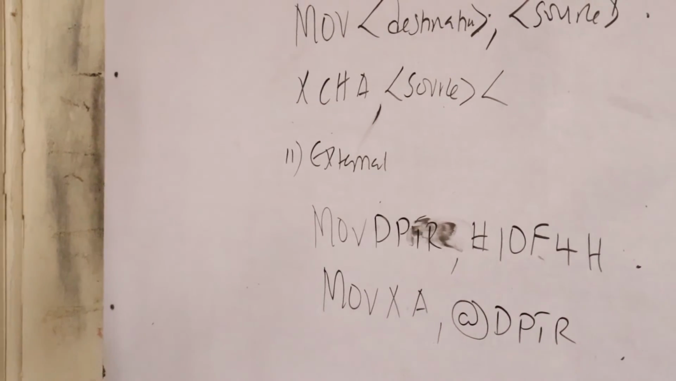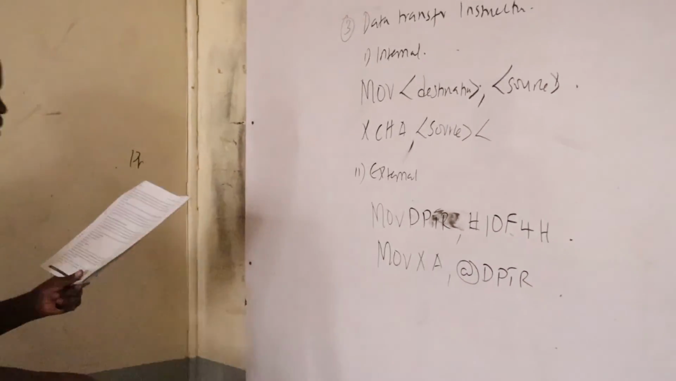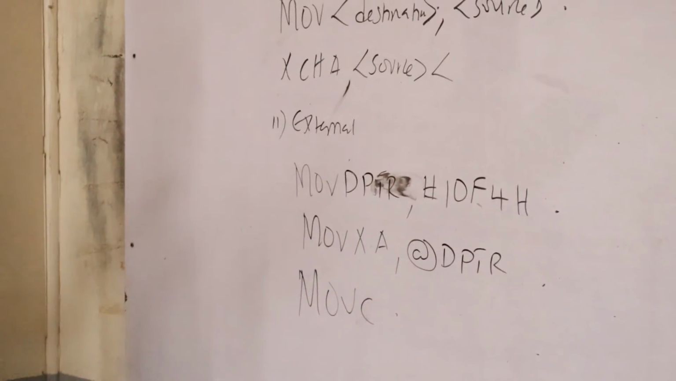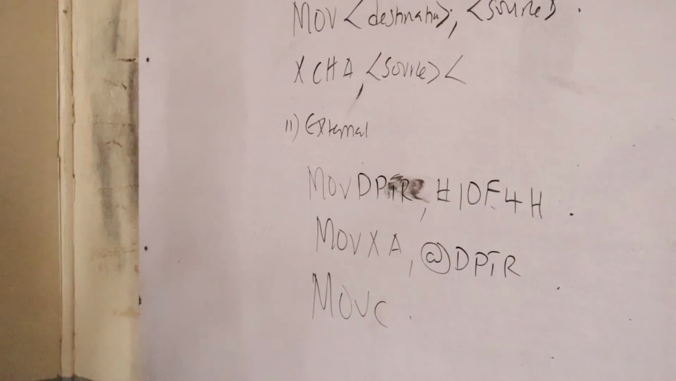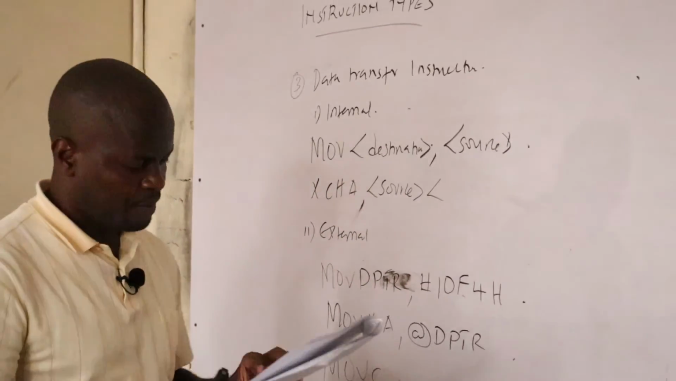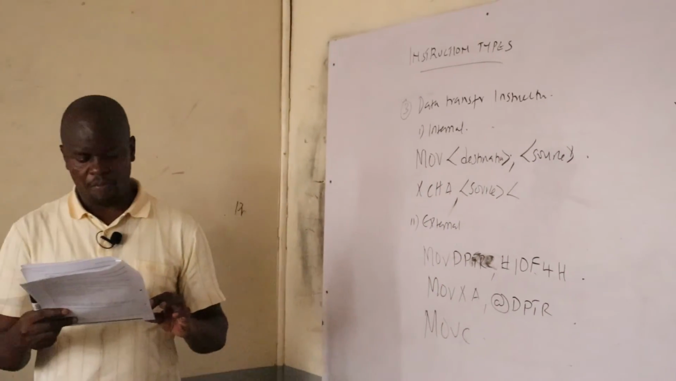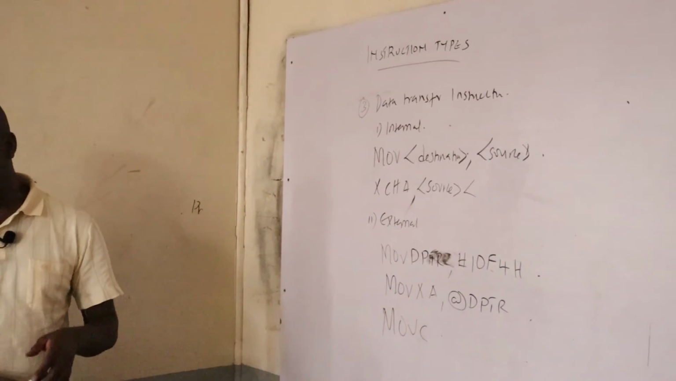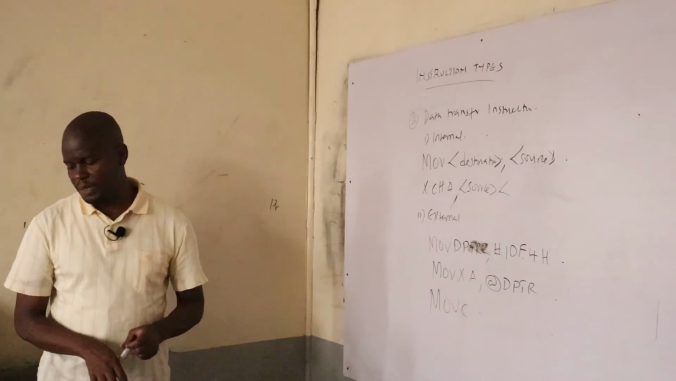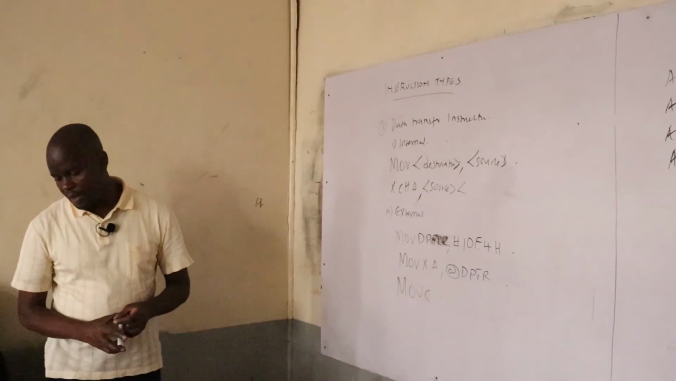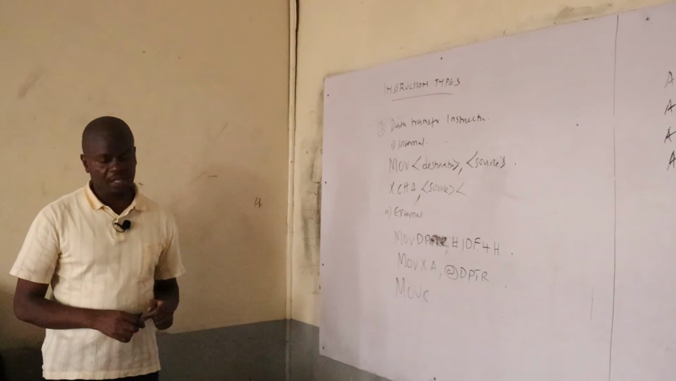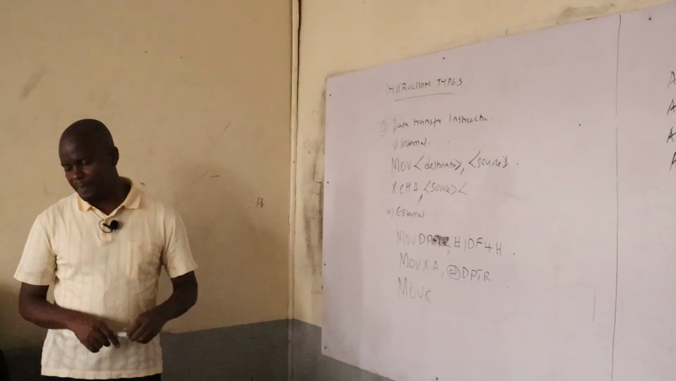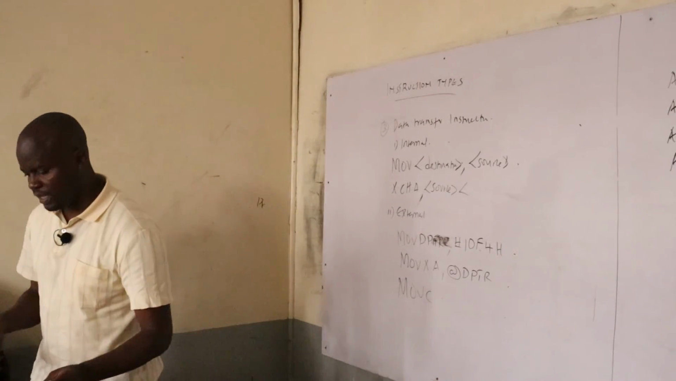You can also talk of move code, that is MOVC. We have move code, which loads the accumulator with a byte from code memory, that is from the program memory. The address of the byte is the sum of the original 8-bit content of the accumulator and the content of the 16-bit register, and this one is either the data pointer or the PC, that is the program counter register. So those are some of the data transfer instructions.